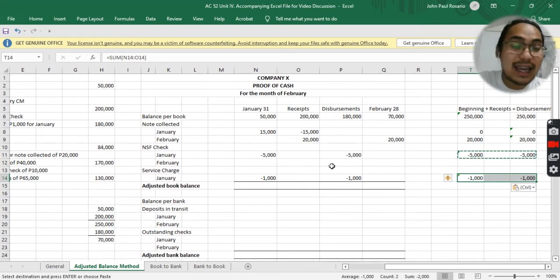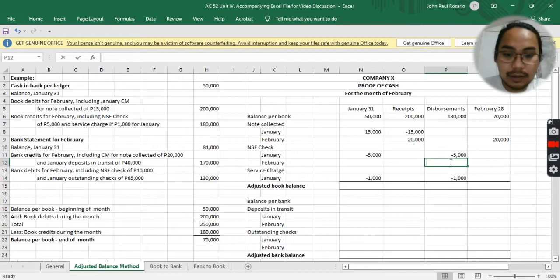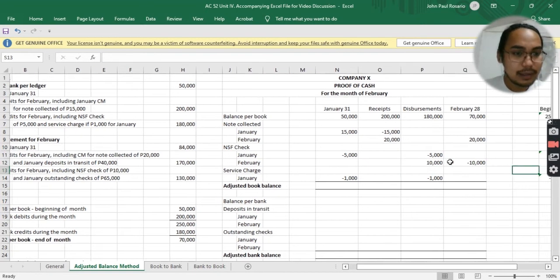Now, let's go with the current period nga debit memos. So, current period nga debit memos, na-record na siya ni bank pero wala pa ni book. So, meaning understated imong disbursements per books. So, with that, imong adan imong disbursements per books. So, atong February nga debit memos is atong NSF check nga 10,000. So, add ta sa disbursement of 10,000. And again, debit memos is a deduction to the current period nga reconciliation.